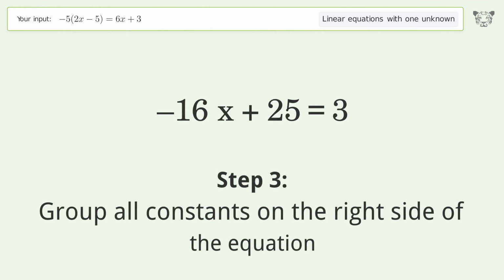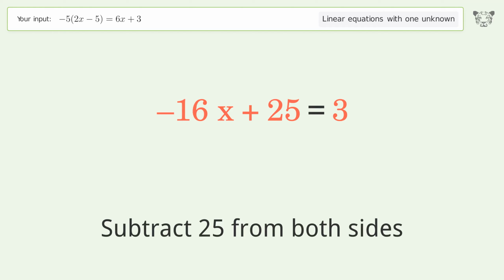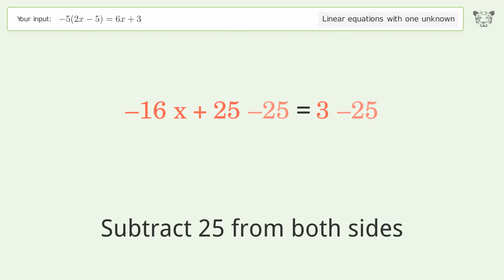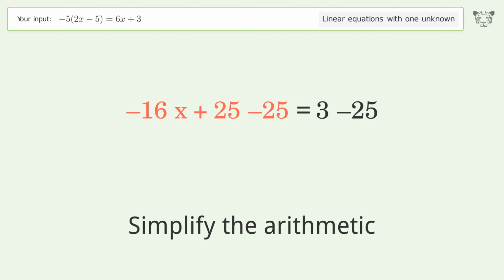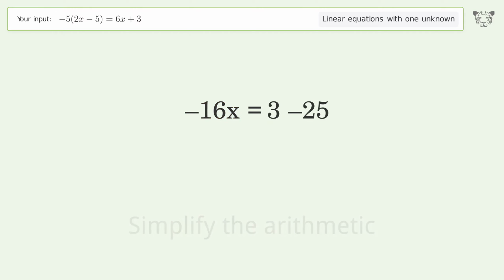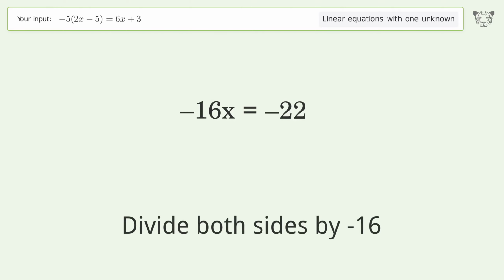Group all constants on the right side of the equation. Subtract 25 from both sides. Simplify the arithmetic. Isolate the x. Divide both sides by -16.